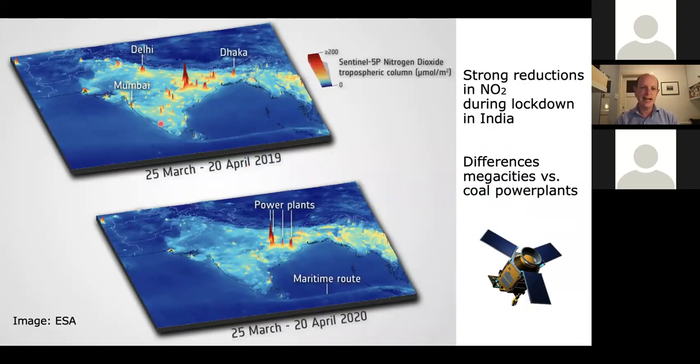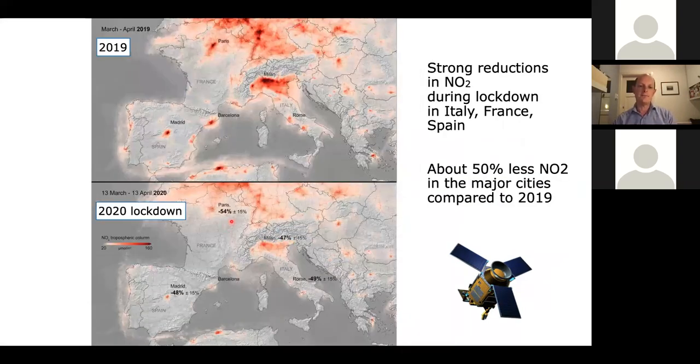So this is India, again comparing 2019 and 2020. And you can see that, for example, the city of Delhi, which is very high in 2019, almost disappeared due to the lockdowns. But on the other hand, you have these power plants on the east side of India, which were on the same level as the previous year, showing that while probably a lot of activities like traffic stopped, power generation itself was more or less at the same level in India.